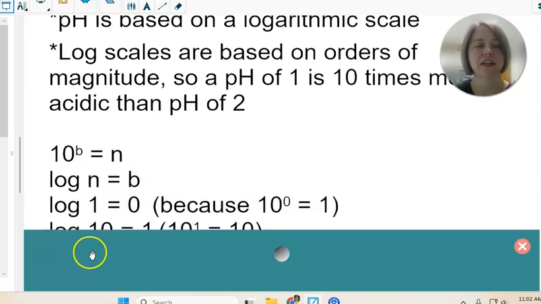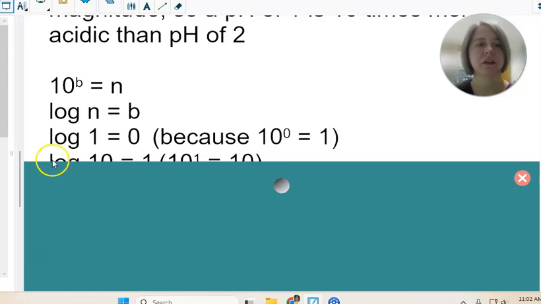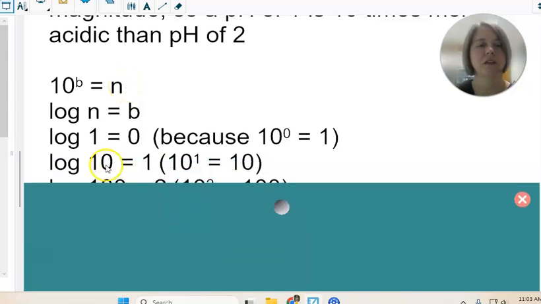So let's write down some examples. The log of 1 equals 0 because 10 to the 0 equals 1. The log of 10 equals 1 because 10 to the first equals 10. So the log of 10 would equal 1, your exponent.